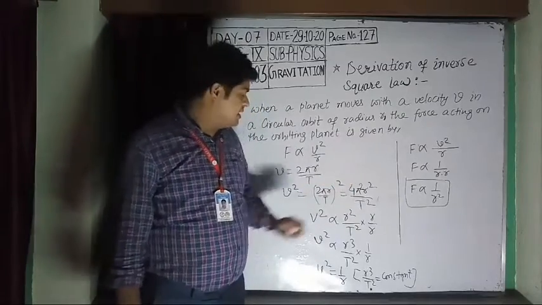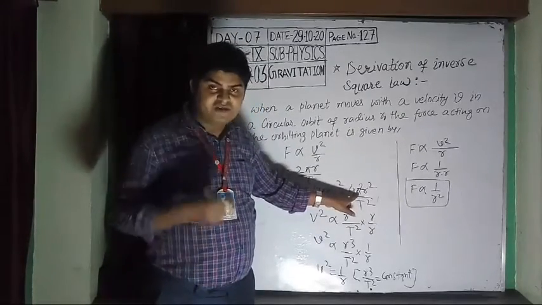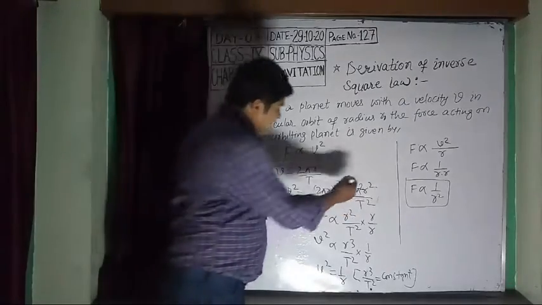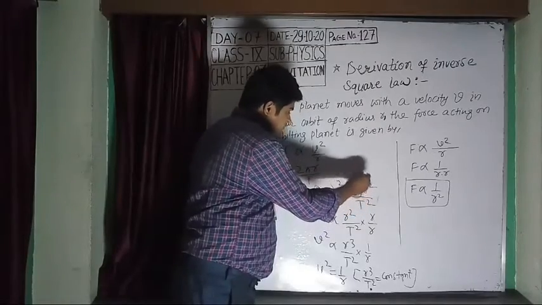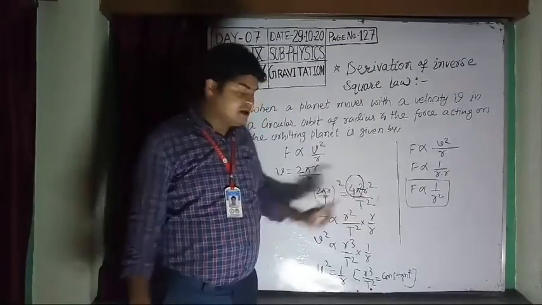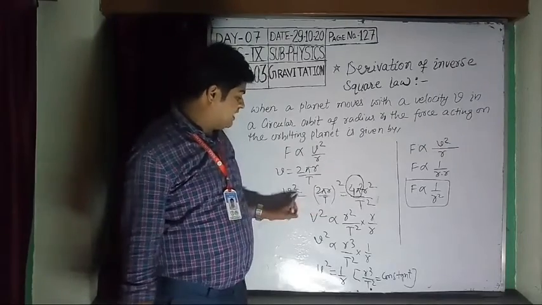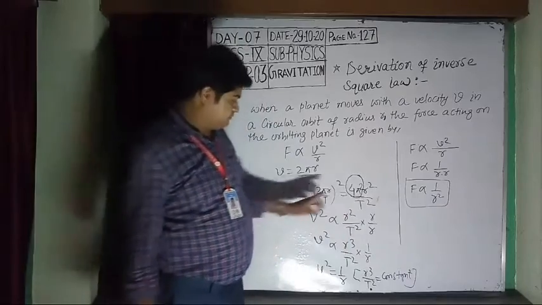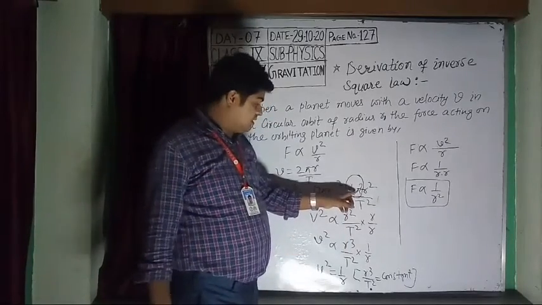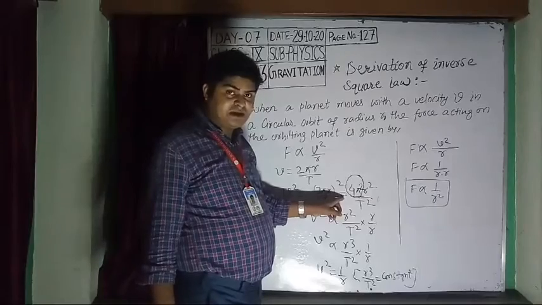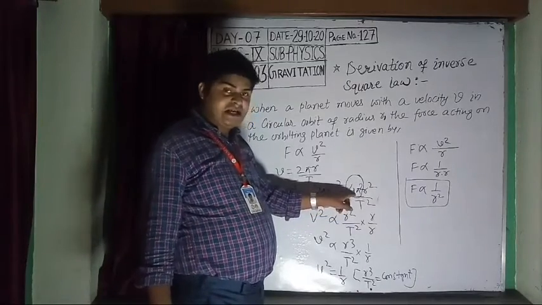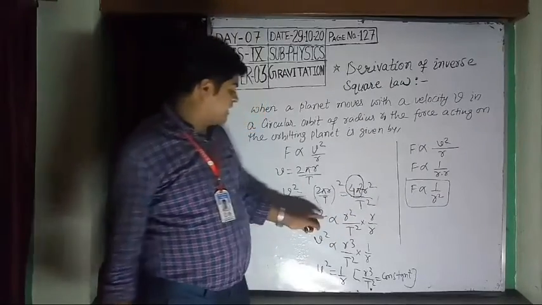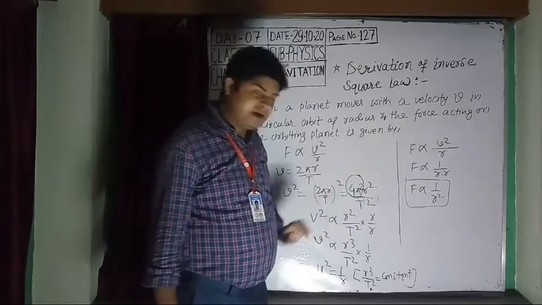4 is a constant term and pi is also a constant term, with value 22 by 7, and the square of pi is also a constant term. So 4 pi square is a constant term, and you can write v square proportional to r square by t square. When you remove the constant term, the equal sign becomes the proportional sign. So v square is proportional to r square by t square.